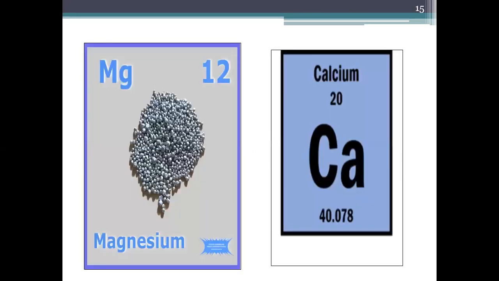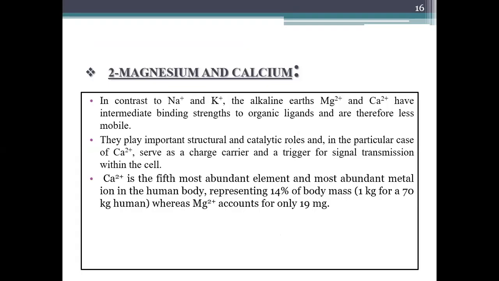The second most important essential metals are magnesium and calcium. In contrast to sodium and potassium, the alkaline earth metals, magnesium and calcium, have intermediate binding strength to organic ligands and are therefore less mobile. They play important structural and catalytic roles, and in the particular case of calcium, serve as a charge carrier and trigger for signal transmission within the cell. Calcium is the fifth most abundant element and the most abundant metal ion in the human body, representing 14% of body mass.